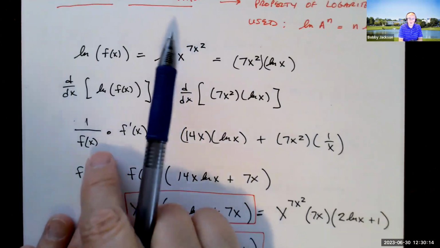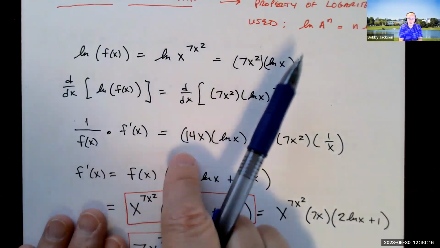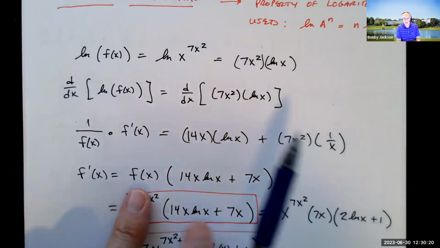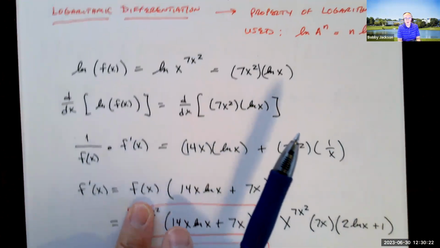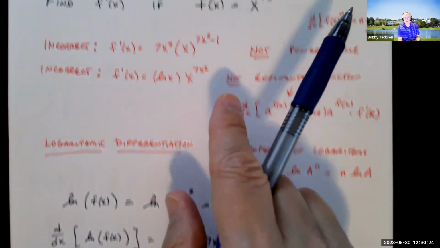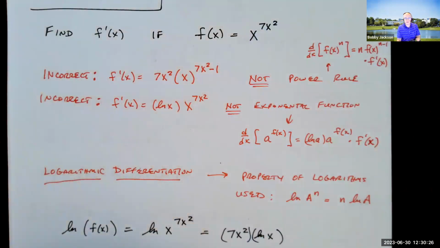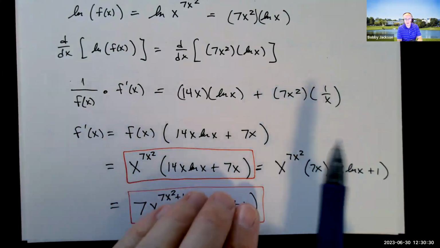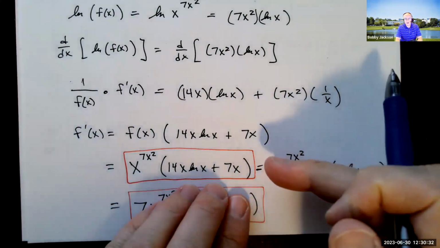And then I want to multiply by f of x on both sides, because I want to solve for f prime of x by itself. And so here's my answer. F of x, though, we can replace, right? F of x is indeed x to the 7x squared power. So I've got x to the 7x squared power times all this stuff. Now that would be fine for me.